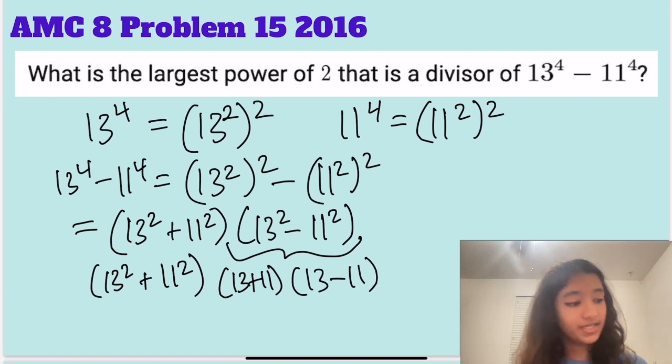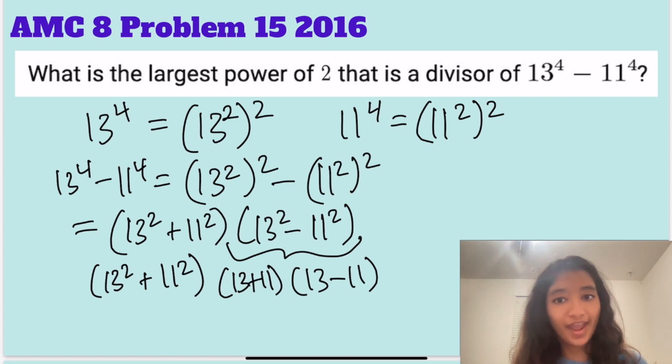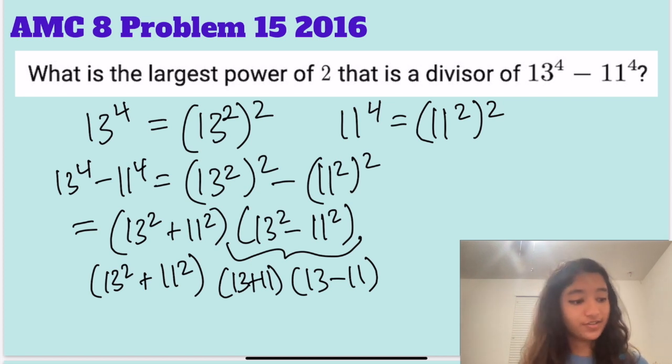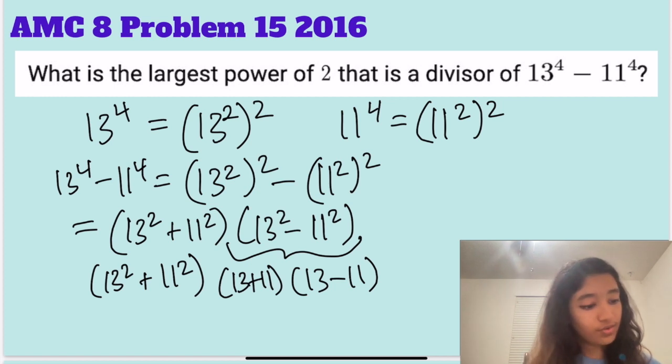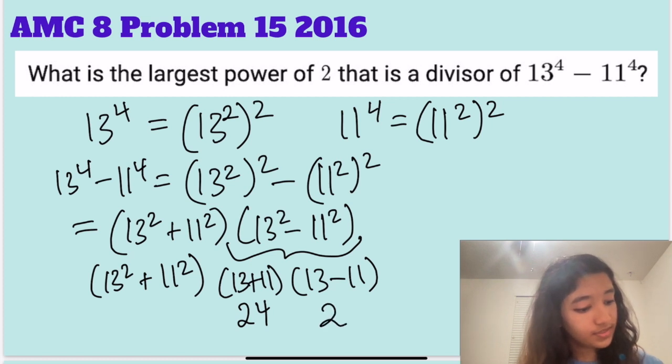So that makes it a lot easier to simplify this, because if we look at the beginning problem, we don't want to find 13 to the fourth and 11 to the fourth manually and then divide and see how many factors of 2 we get. So we know that 13 plus 11, just by adding, that gets us 24. And then 13 minus 11 is 2.